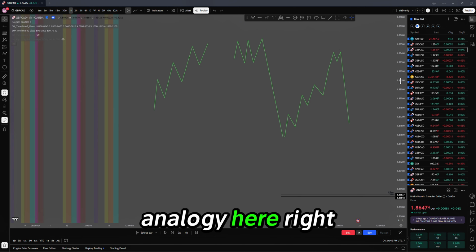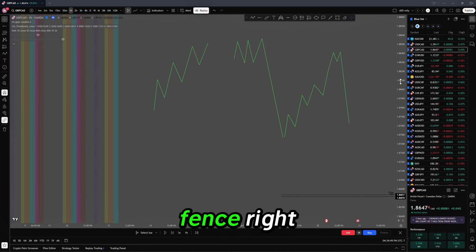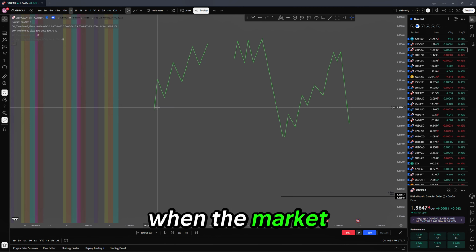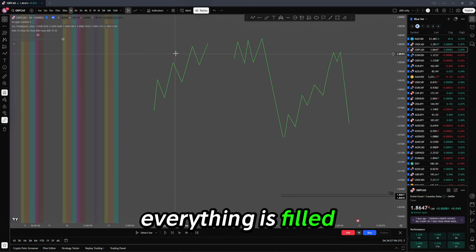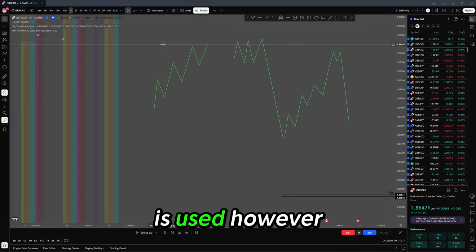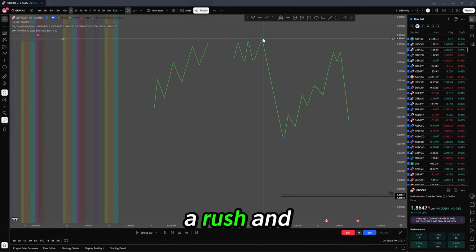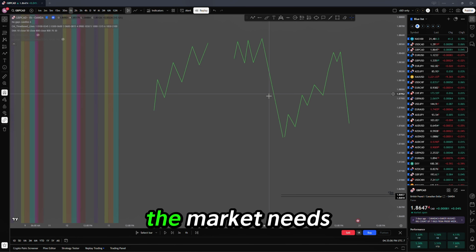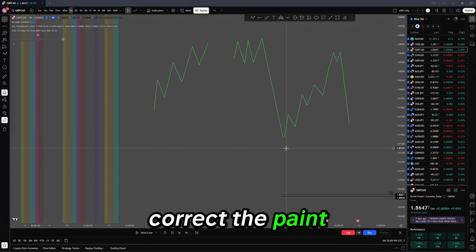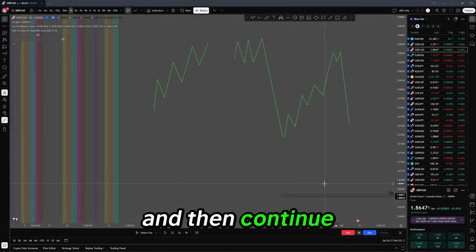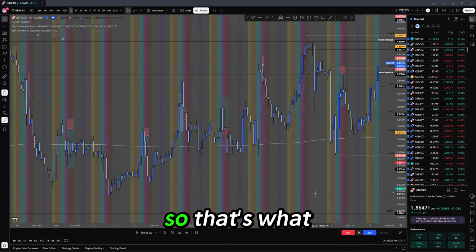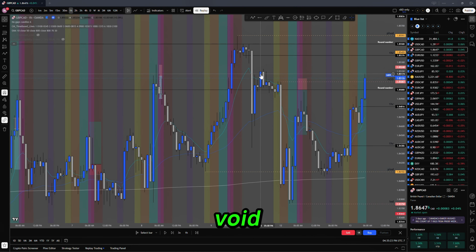Think of this analogy here, right? You are the Karate Kid. You are painting that fence, right? When the market paints the fence nice and slow, everything is filled. Every structure point is used. However, if you're in a rush and you have a massive impulse, the market needs to correct itself. You need to correct the paint. You have gaps in your paint. So now the market's going to retrace back to cover its steps and then continue going down. So that's what we're doing here. We're filling this void. There's nothing stopping price from going up. That's why I took buys.